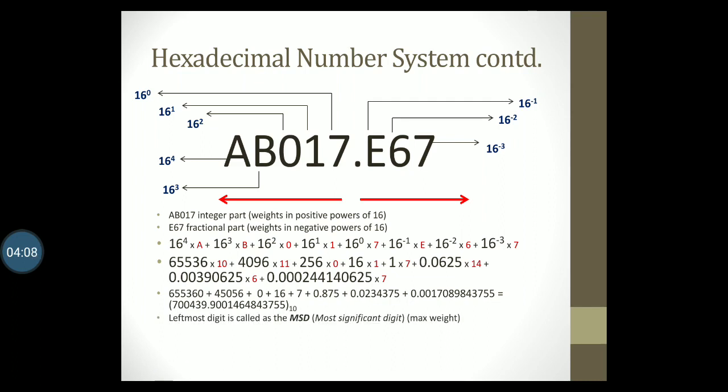The leftmost digit is called the MSD or the most significant digit because it has the maximum weight associated with it. In this case, that digit is A. The rightmost digit is called the LSD or the least significant digit. In this case, it is 7 because it has the minimum weight associated with it.